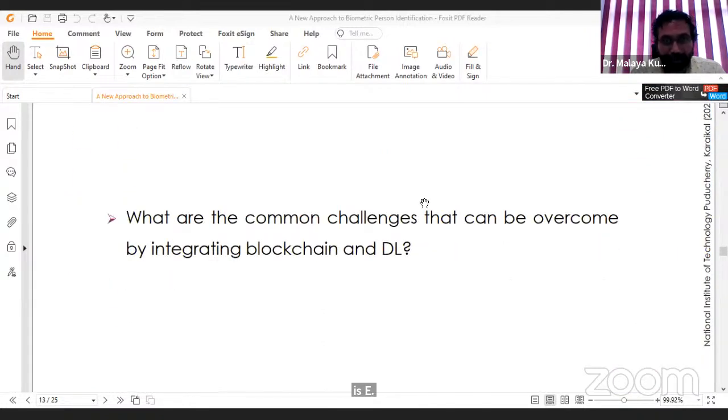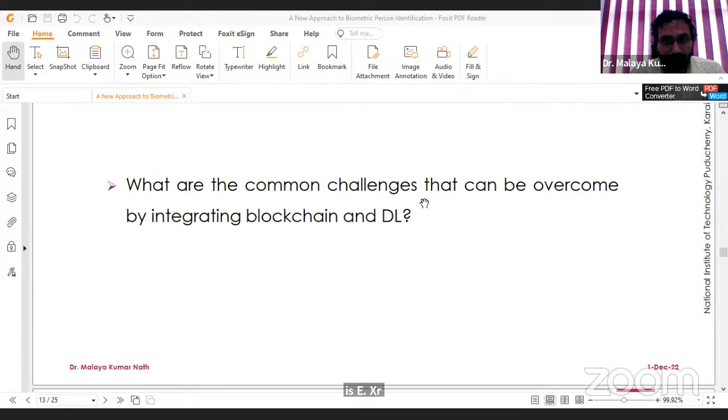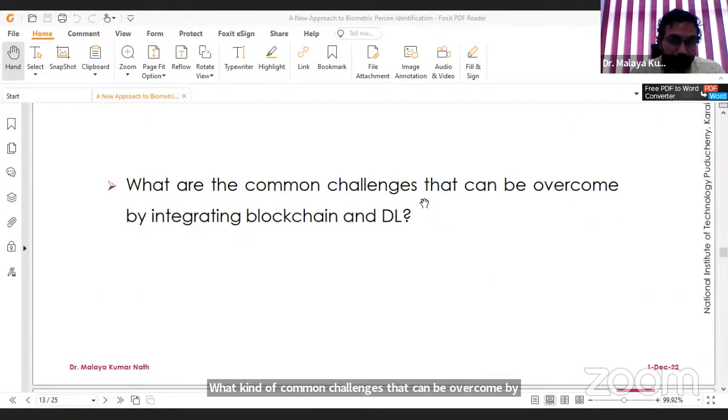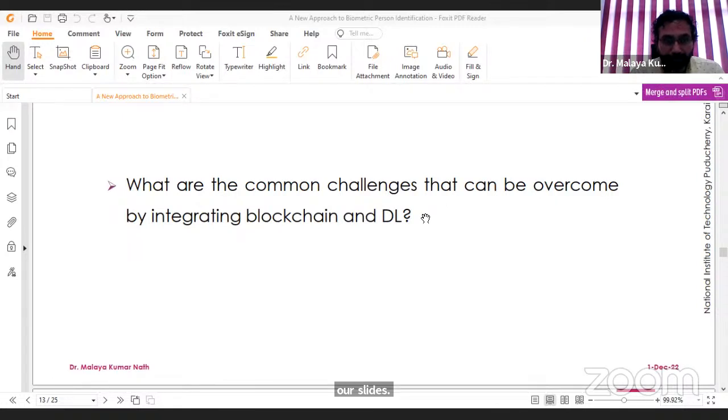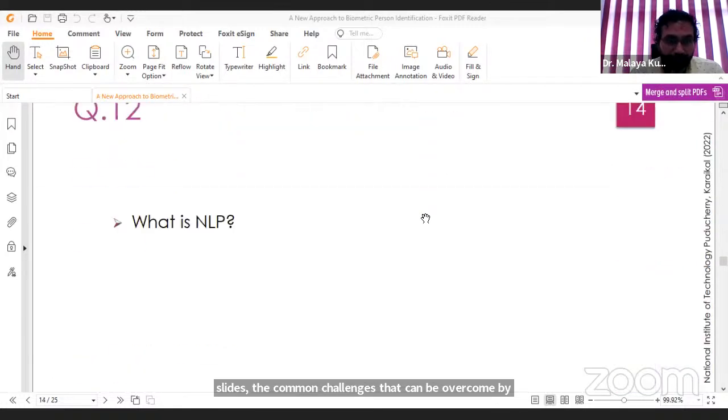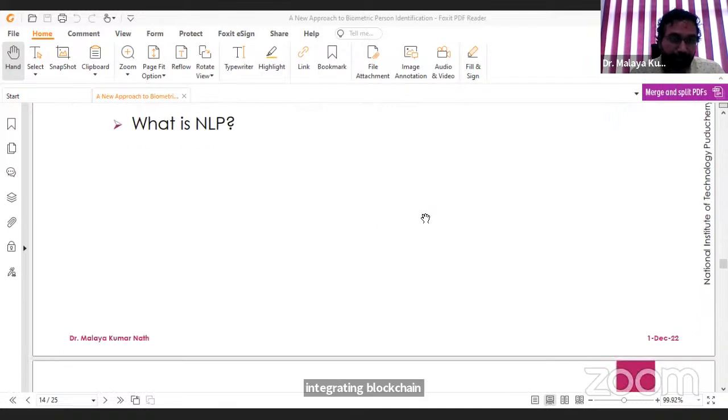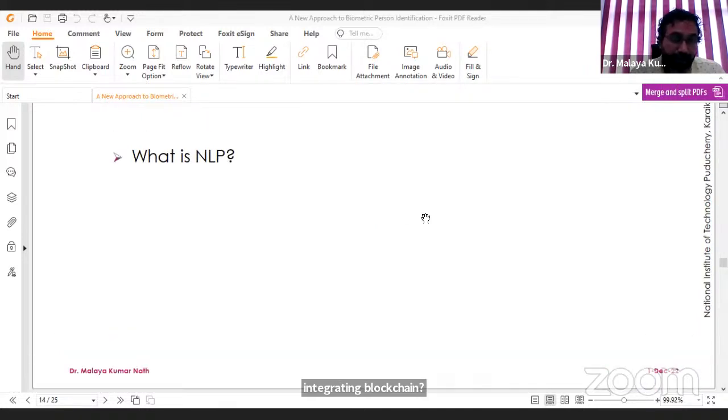What are the common challenges that can be overcome by integrating blockchain with deep learning? We have already discussed these in our slides and previous sessions also. What are the common challenges that can be overcome by integrating blockchain with deep learning? What is NLP? How is it helping in our healthcare sectors or any particular applications?